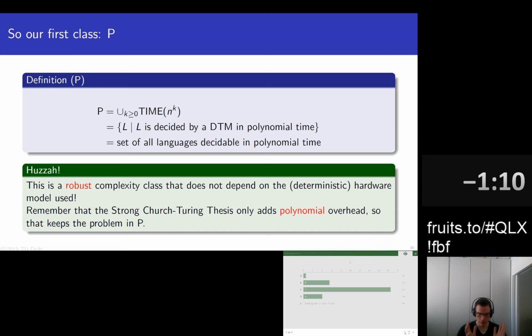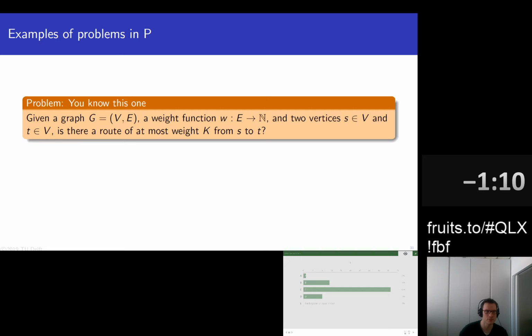Our first class, P. All languages that can be decided in polynomial time. Well, you've seen problems in P already. Consider this one. Given a graph and a weight function, and 2 vertices, S and T, is there a route of at most weight K from S to T? This is a problem that is in P. It is also a decision problem. The answer is either yes or no.